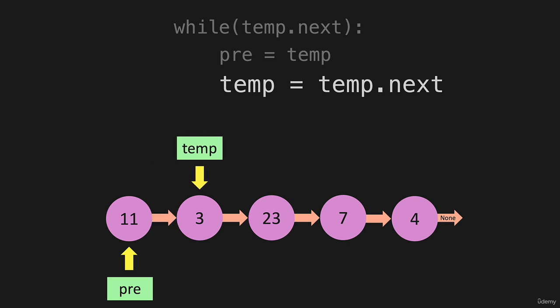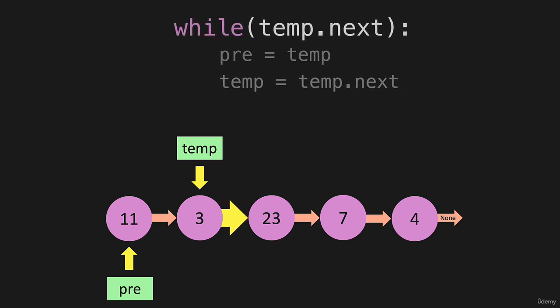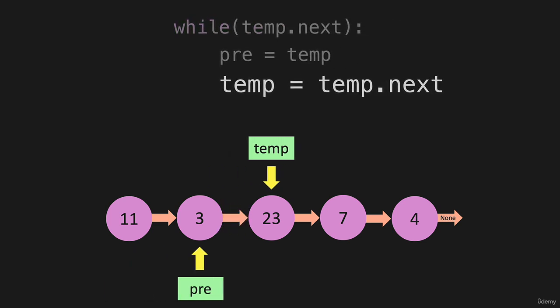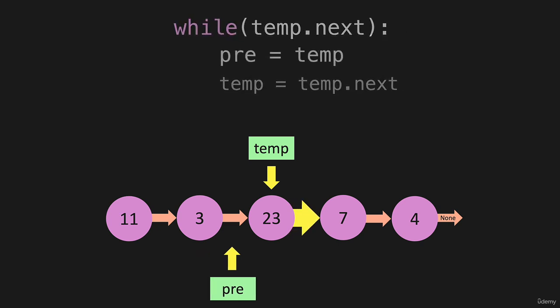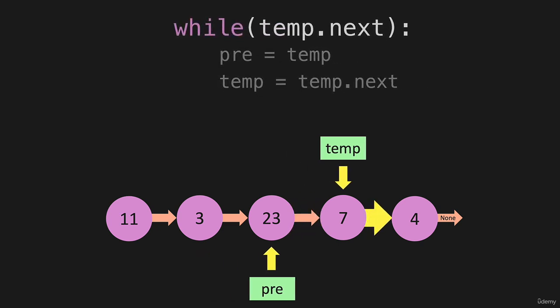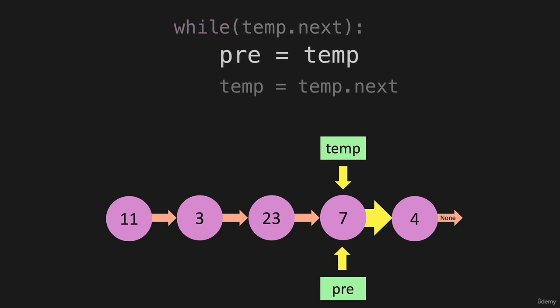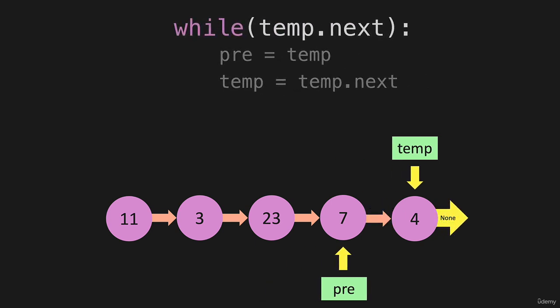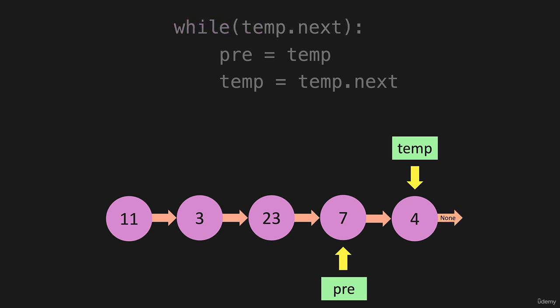So let's walk through this all the way to the end. We'll say while temp.next, we move pre up and temp over. This is true again. We'll move pre up, temp over. And then this will be the last time this is true. We move pre up, temp over. Now we say while temp.next, this is going to be false. So we stop running the while loop right here.